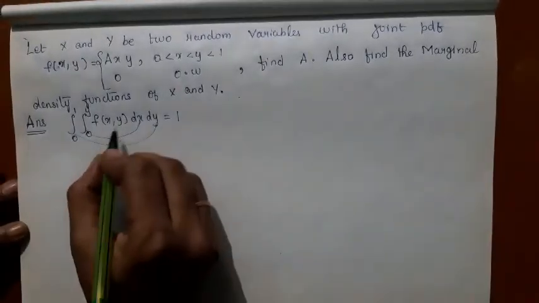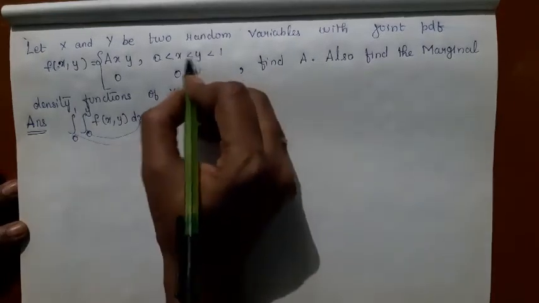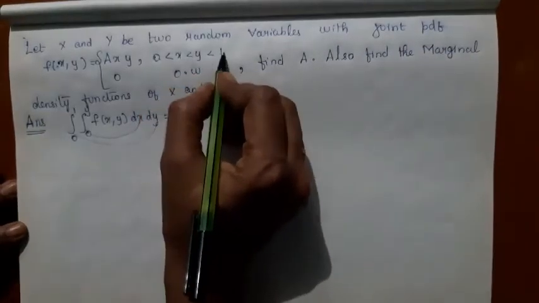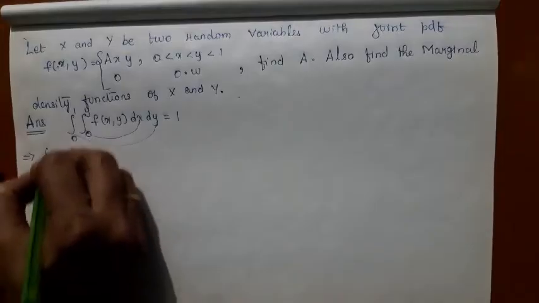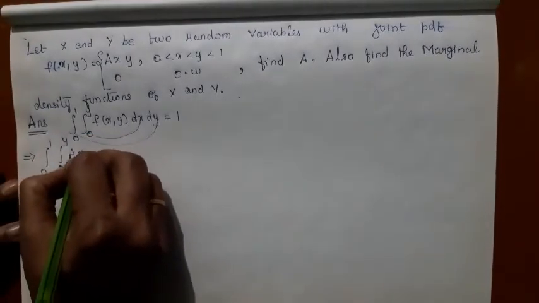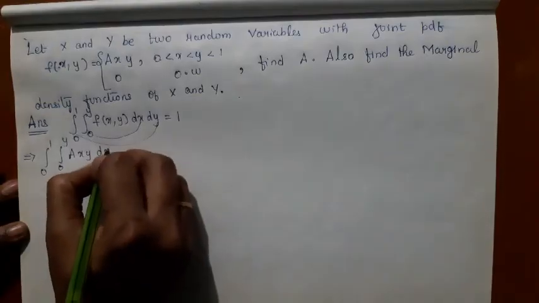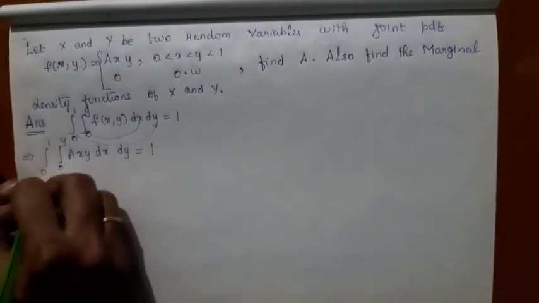You can also first write dy and then dx, and in that case for y the limit will be from x to 1, and for x the limit will be from 0 to 1. Let us integrate. Integral 0 to 1, integral 0 to y, axy dx dy is equal to 1.